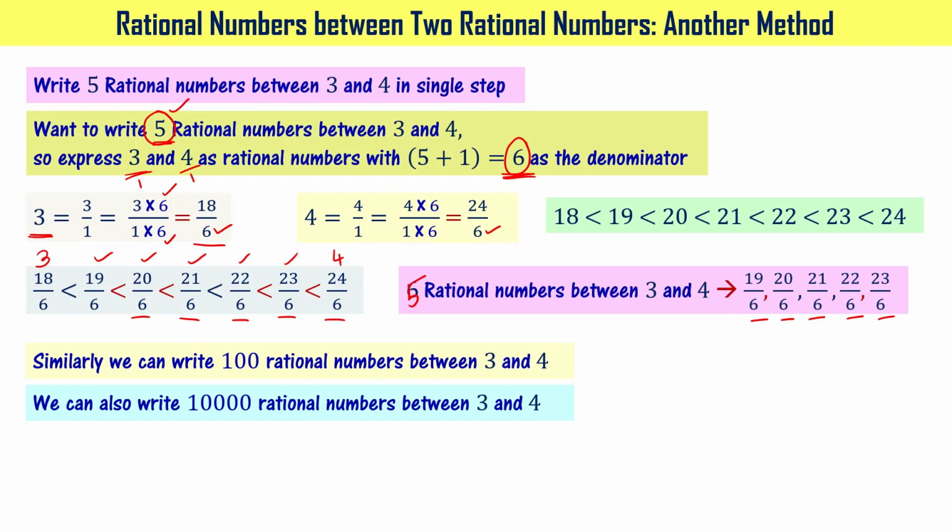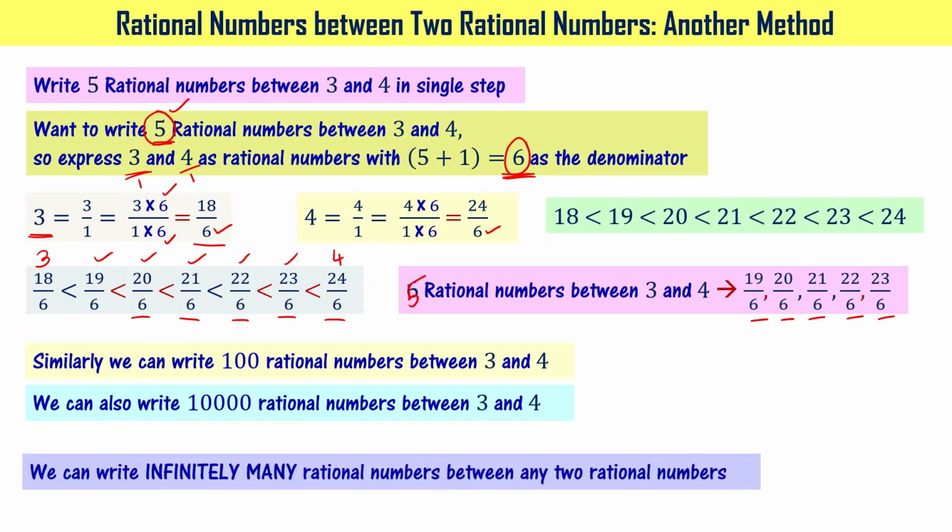In this fashion, we can write infinitely many rational numbers between any two rational numbers. Not only 3, 4, here we have taken example of 3, 4, but any two rational numbers you take, doesn't matter. We can write infinitely many rational numbers between those two numbers. Got it?